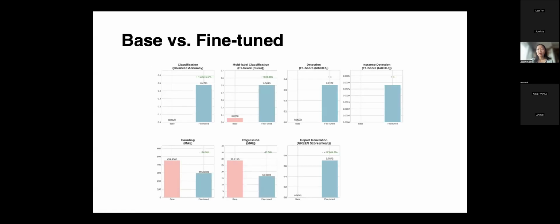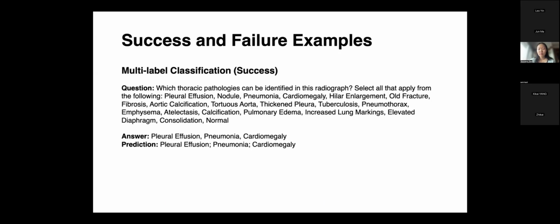We compare the evaluation results of the base and the fine-tuned PaliGemma2 model. The fine-tuned model achieved much higher performance on every task. However, the F1 score for instance detection is only 0.002, so I think this will be the most difficult task in this challenge. We will introduce some success and failure cases.